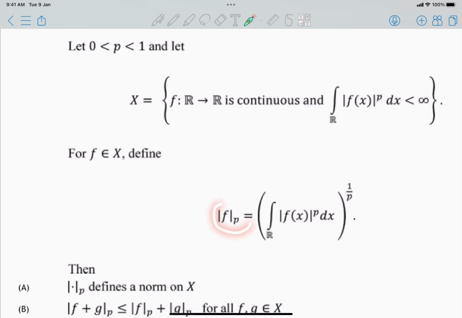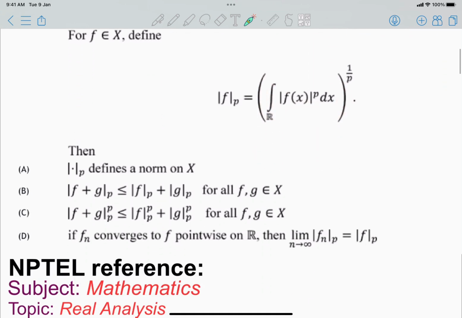So basically this is a type of norm, not exactly a norm: the norm of f subscript p is the integral of |x|^p dx to the whole power 1/p, because this is finite for f belonging to the space. That's why we have defined it like this. Then the four options are given. You have to check which one is correct: whether it defines a norm, or satisfies the triangle inequality, or it will converge. So these are the four options we have to check.